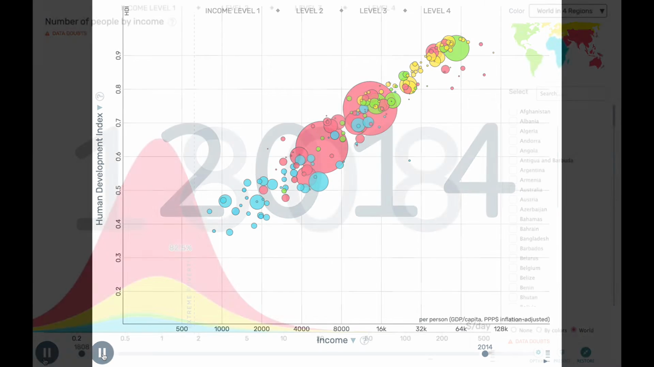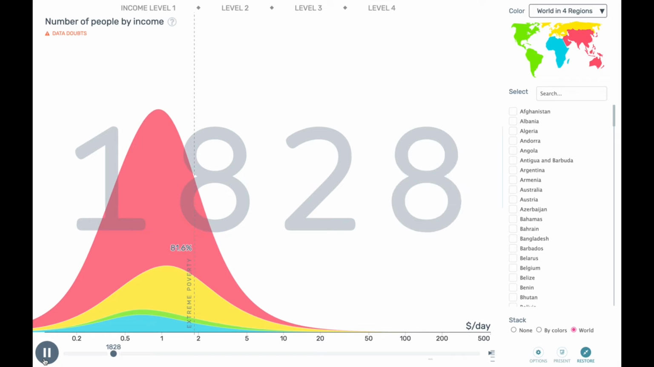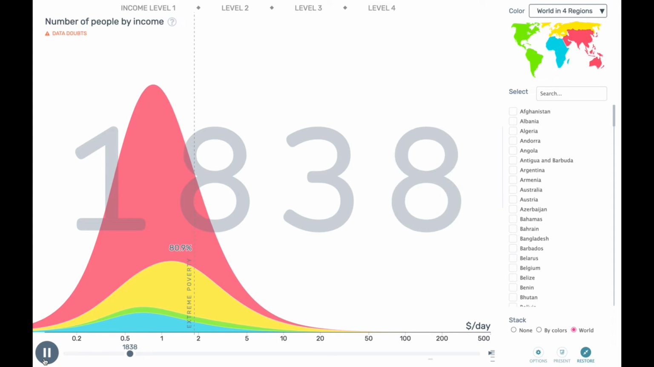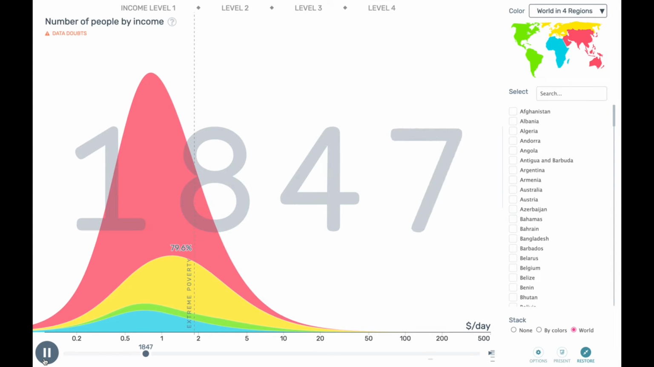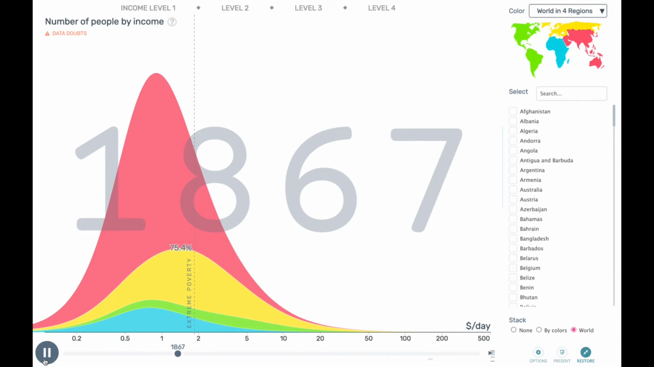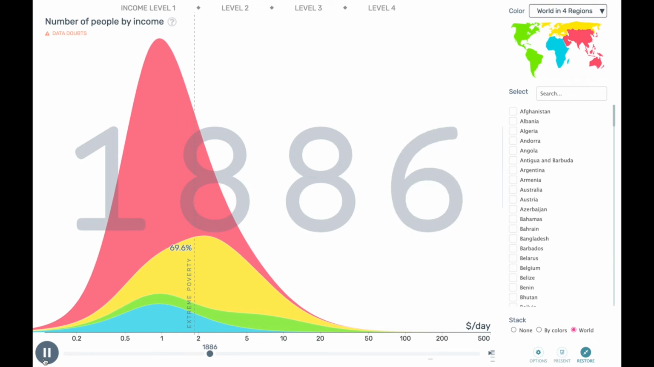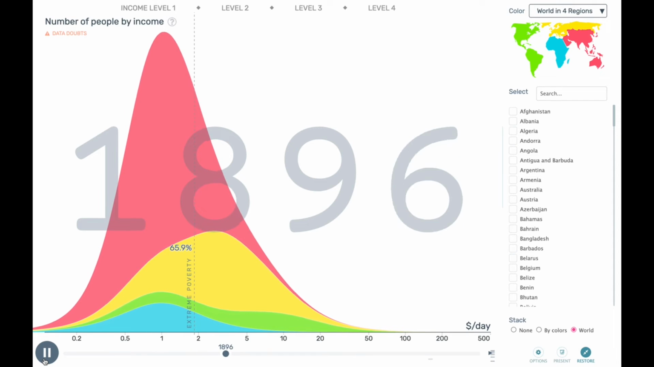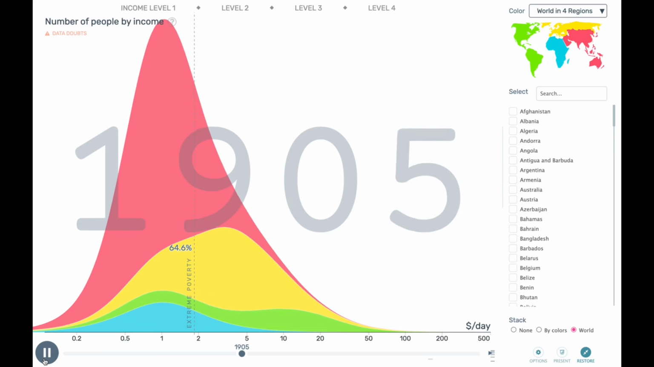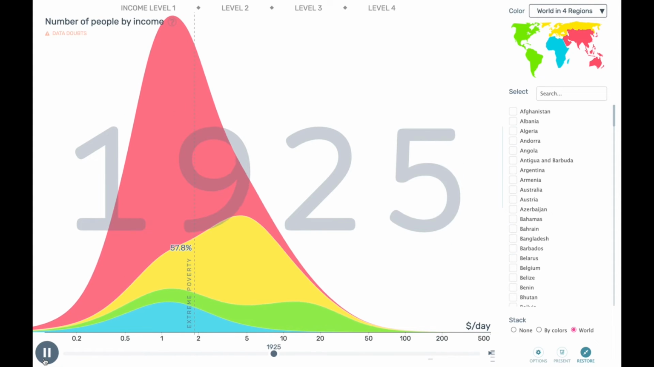To understand income, we must recognize that income is separated into 4 levels. Income level 1 is where we find the world's poorest population. They earn less than $2 a day, and meeting even their most basic needs is a struggle. People at income level 2 live on $2 to $8 a day. People at income level 3 earn between $8 to $32 a day.